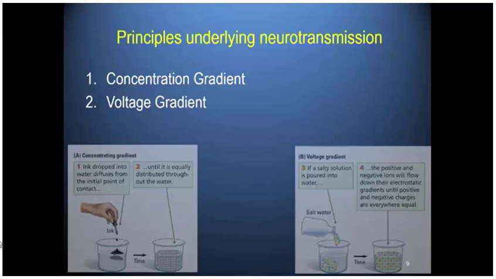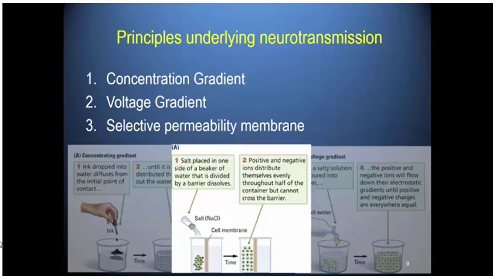The third principle for neurotransmission is the selectively permeable membrane. You remember we talked about this last class, when we were talking about the neuron. What is the selectively permeable membrane? It's the cell membrane. Good. We're going to pretend that this is a cell membrane here, and it will not allow ions to pass across it. So what you see is that the ions over here get to equilibrium only on the left side, but do not actually get over here because they can't pass through.